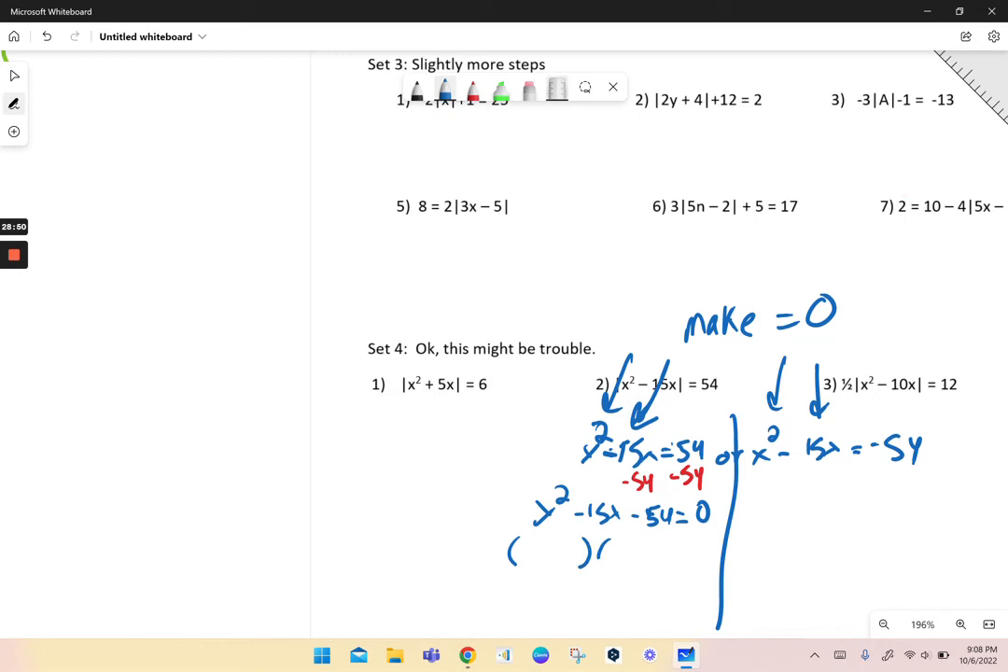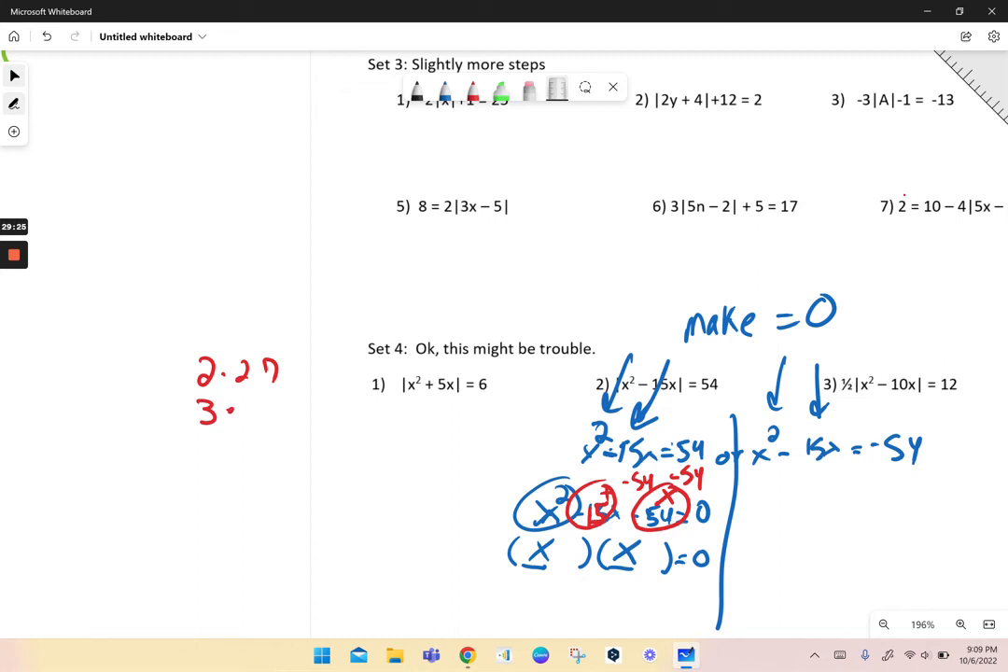So this is going to be a binomial times a binomial, and the first two have to multiply to make x squared, so x times x is x squared. And then we need to find two numbers that multiply to make negative 54, but add to be negative 15. So I'm just thinking about how to multiply to make 54. 54 could be 2 times 27, but that can't give me 15. I'm going through all the different ways to get 54.